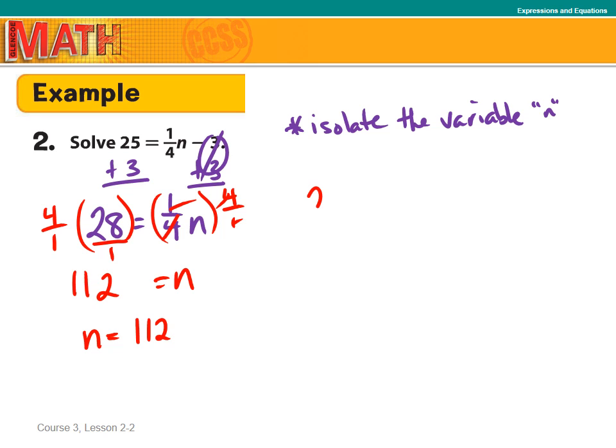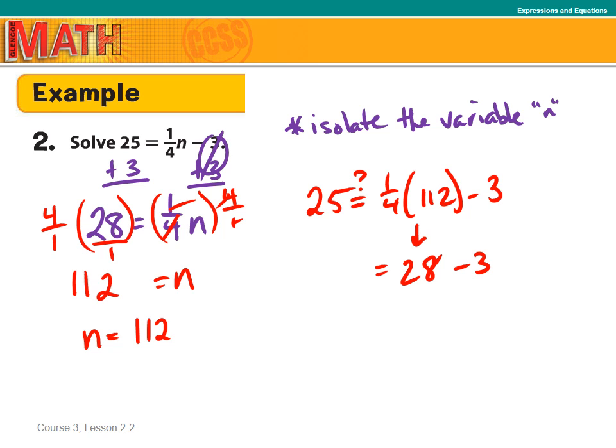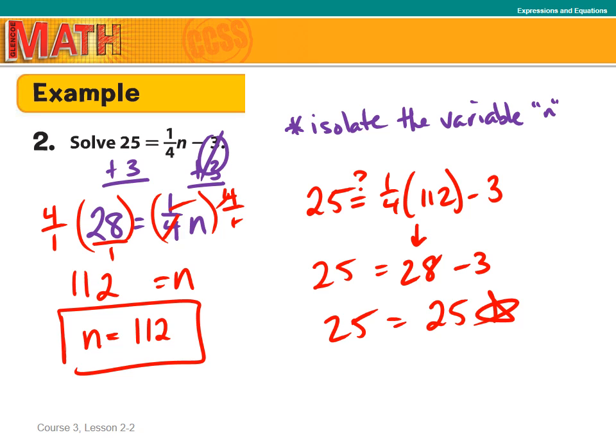So let's check that. Will 25 equal 1/4 of 112 minus 3? On my calculator, I'm doing this on the side, I'm going to take 1 divided by 4, that's 0.25, times 112, which is 28. So this right here gives me 28. 28 minus 3 is 25. So both sides of my equation balance. So my answer is n is equal to 112. Don't forget to check on these problems, boys and girls.